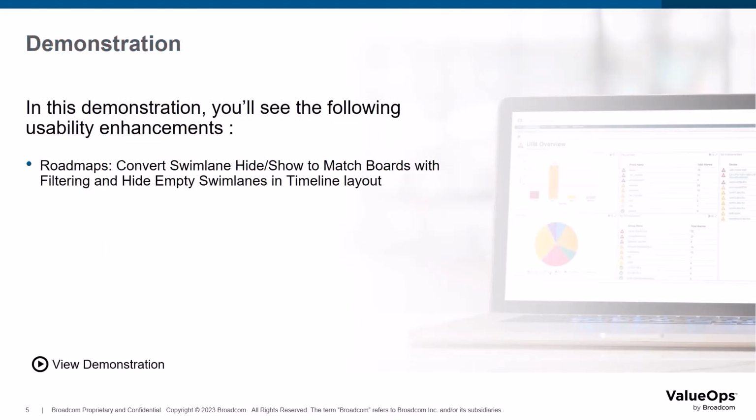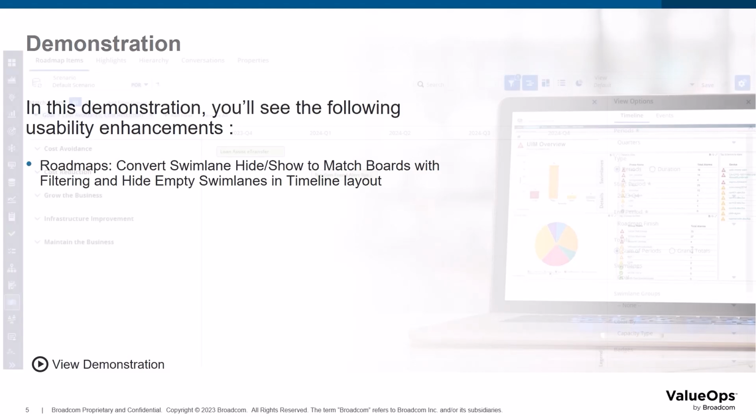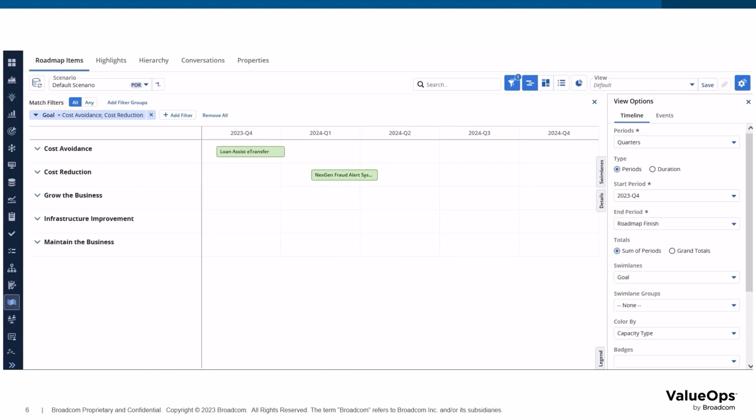In this demonstration, let us look at the enhancements to roadmaps, that is convert swim lane hide or show to match boards with filtering and hide empty swim lanes in timeline layout. First, let us look at the changes to filter on swim lanes in timeline layout that match boards with filtering. I am presently in previous release of Clarity.